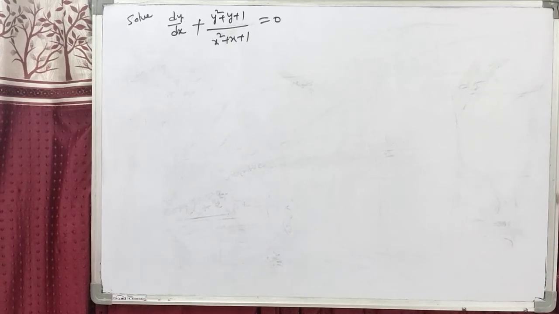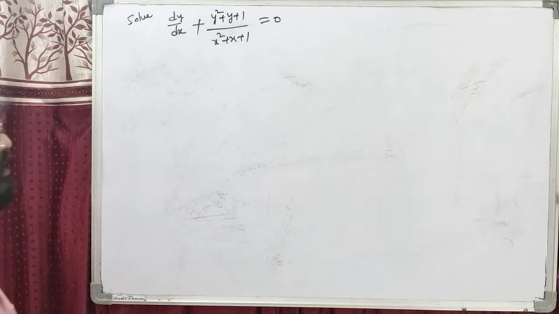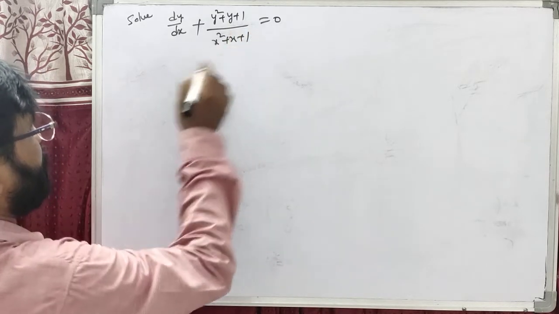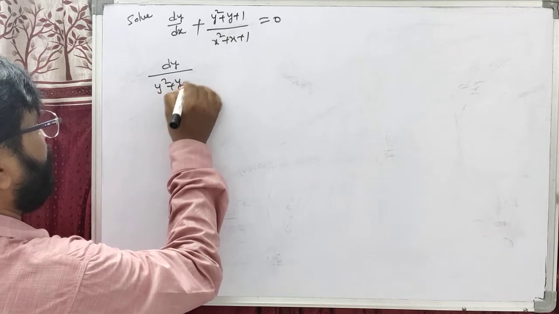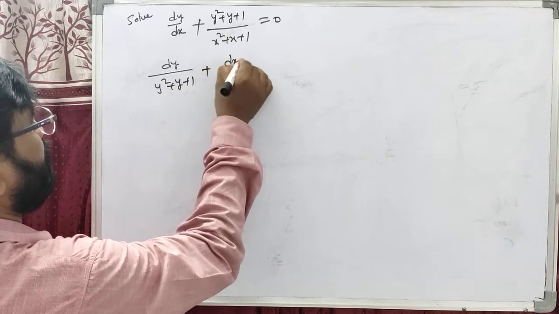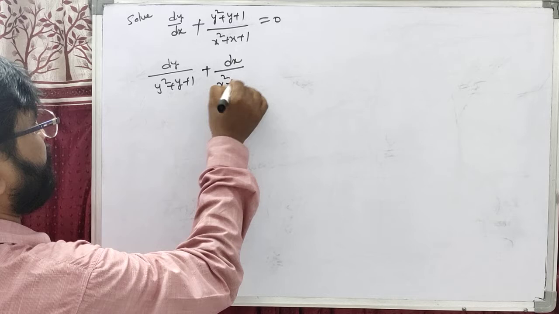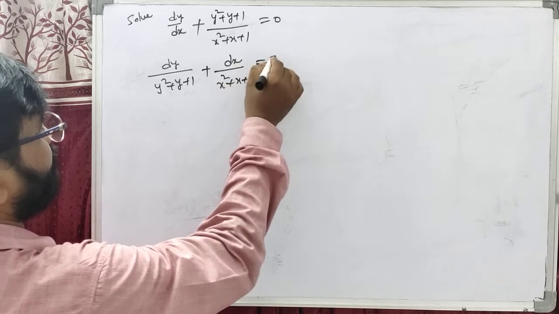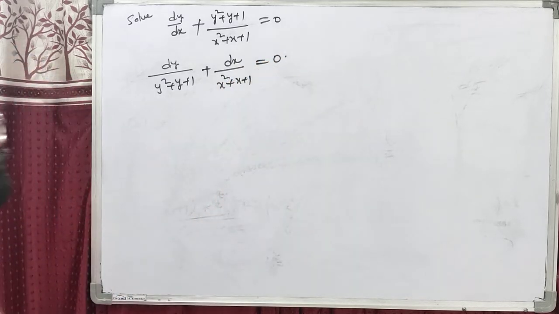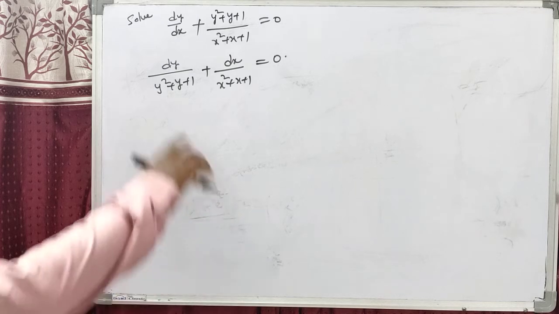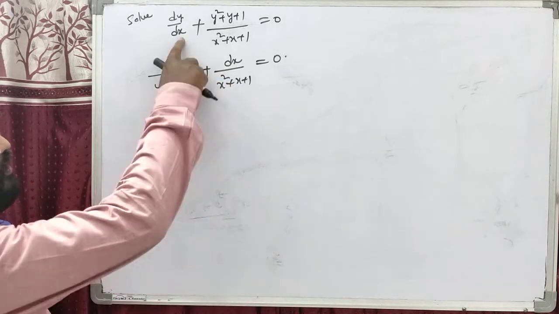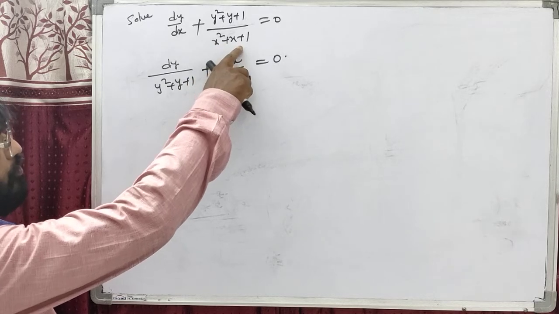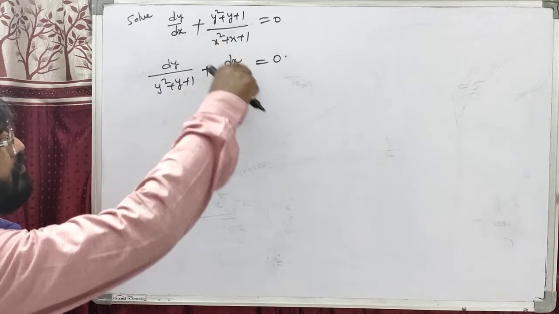Okay, dear students, solve dy by dx equals y square plus y plus 1 upon x square plus x plus 1. Dear student, how to write this one? This dx is sending to here. We are taking the LCM, dx into x square plus x plus 1, suppose. Now this is into dx.